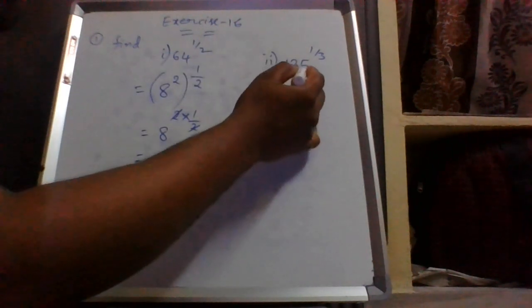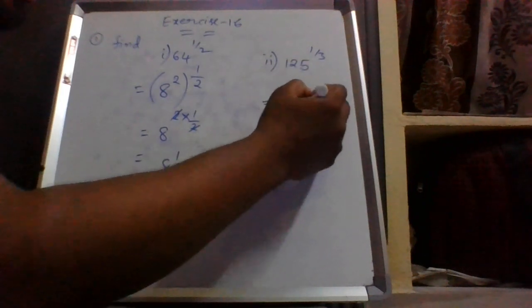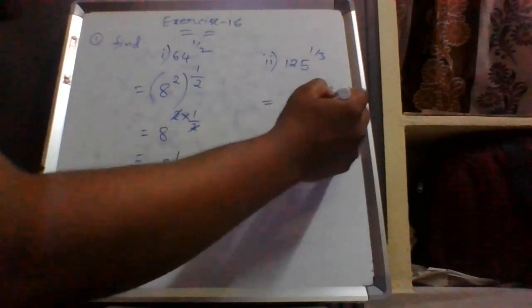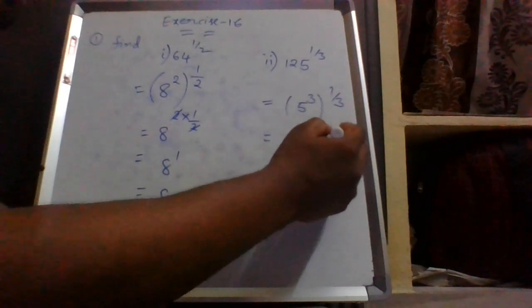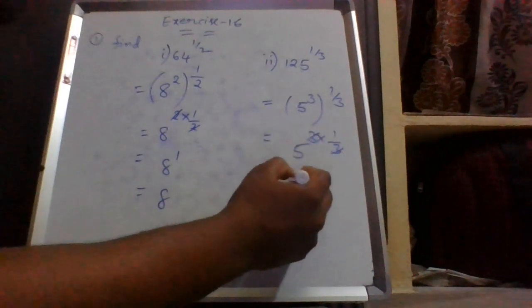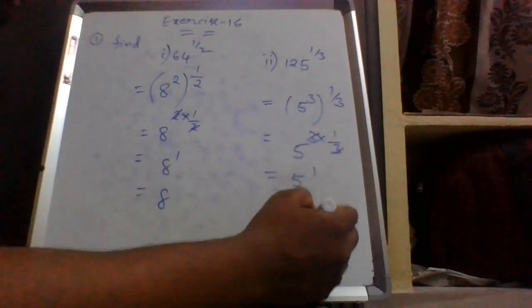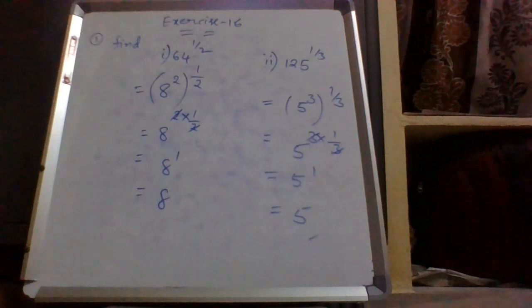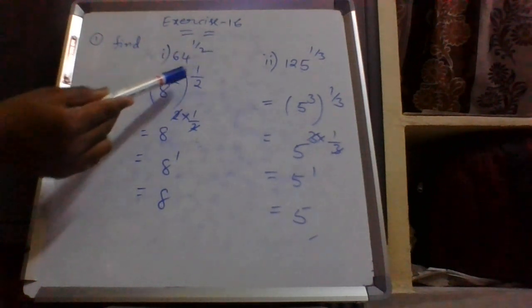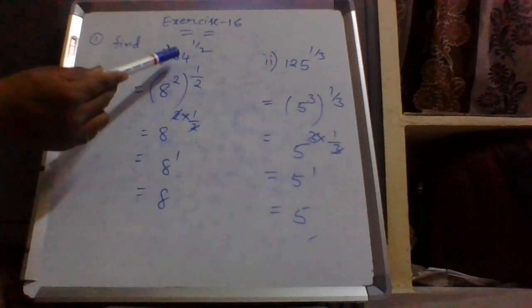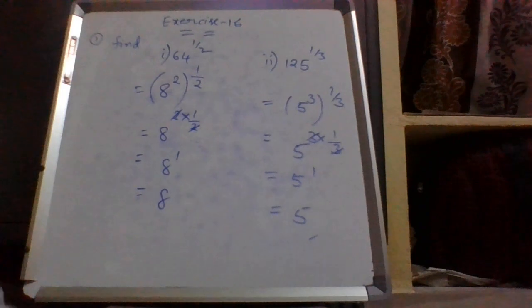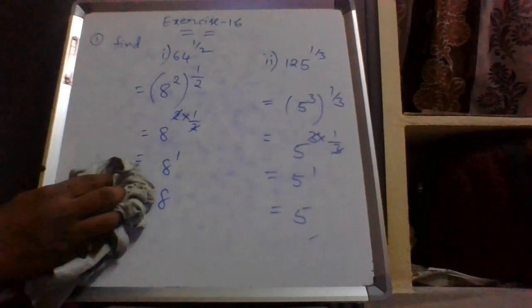Similarly do this also. 125. Which number has to be multiplied 3 times to get 125? Think. So obviously 5 only. 5 power 3 whole power 1 by 3. Same formula, a power m whole power n is a power m into n. 5 power 3 into 1 by 3. This 3 is going to be cancelled. So 5 power 1, which gives the result 5. So simply like this you can do the remaining ones. Simplification is also very easy. Just observe the denominator. Based on the denominator only you write this as the square or cube or something. Okay. Is it clear?